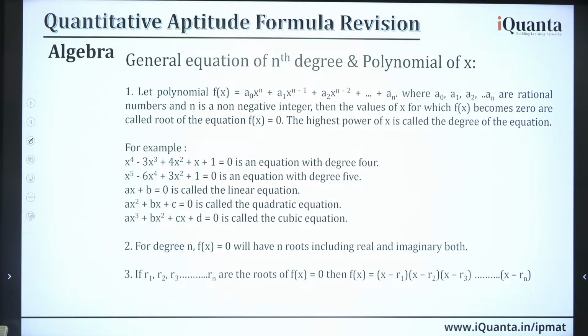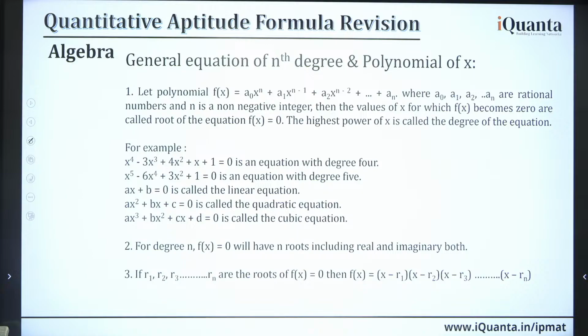Monster RDX, very dangerous name. And sir, I am appearing for JIPMAT 2025. LR and VA I am able to score good, but QA is still behind. Out of 33, I am able to attempt only 3-4 questions. Please help.